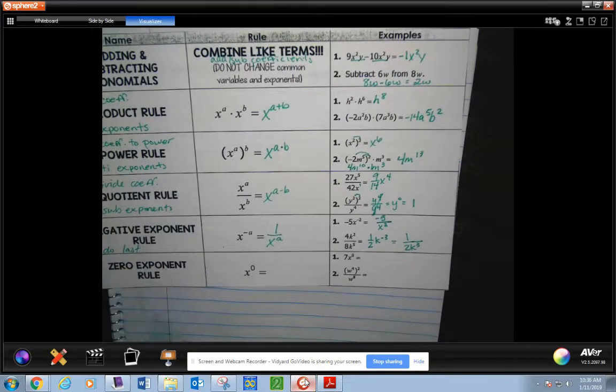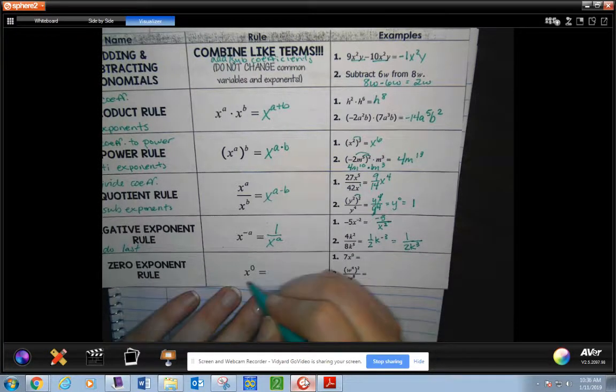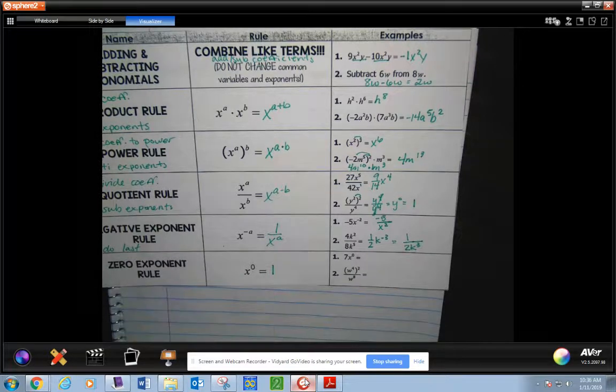Now, this is the last rule, and I told you that we would go over it. The reason we don't have a separate lesson for it is because of the zero exponent rule: anything to the 0 power is 1. I don't care what you put to the 0 power, that is 1.